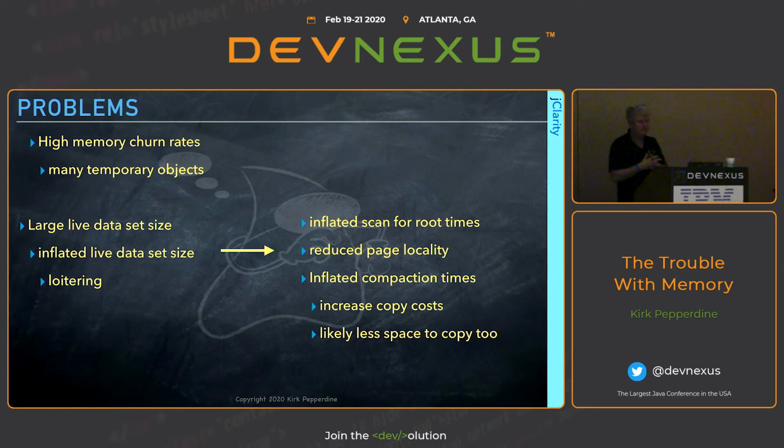So we have this large live data set over here that may have pointers pointing into the space that we're trying to collect. Then I have to linearly scan that whole space. So the larger it is, the more time it takes, because it's just a linear relationship, and that's all there is to it. You get reduced page locality, which has its issues, inflated compaction times, and increased copy costs. There's generally less space to work in, and so there's a whole bunch of issues that come from this.